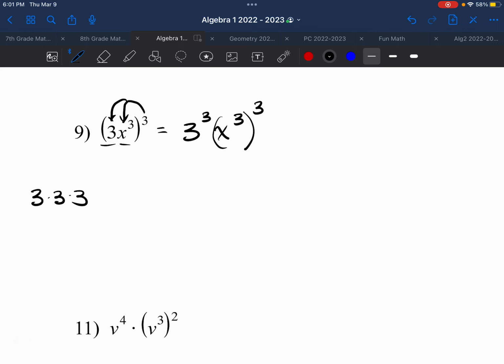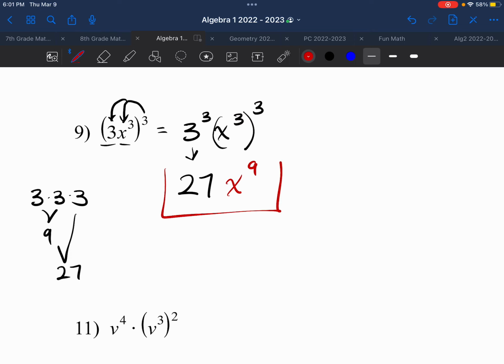So 3 cubed is going to come down here to 27. All right, and what do I do with these x's? I have a power to a power. What operation are you supposed to do? Are you supposed to do addition, multiplication, division, subtraction? What do you do with the 3 and the 3? You multiply. A power to a power always means multiplication. 3 times 3 is 9, and there's my final answer, 27x to the power of 9.